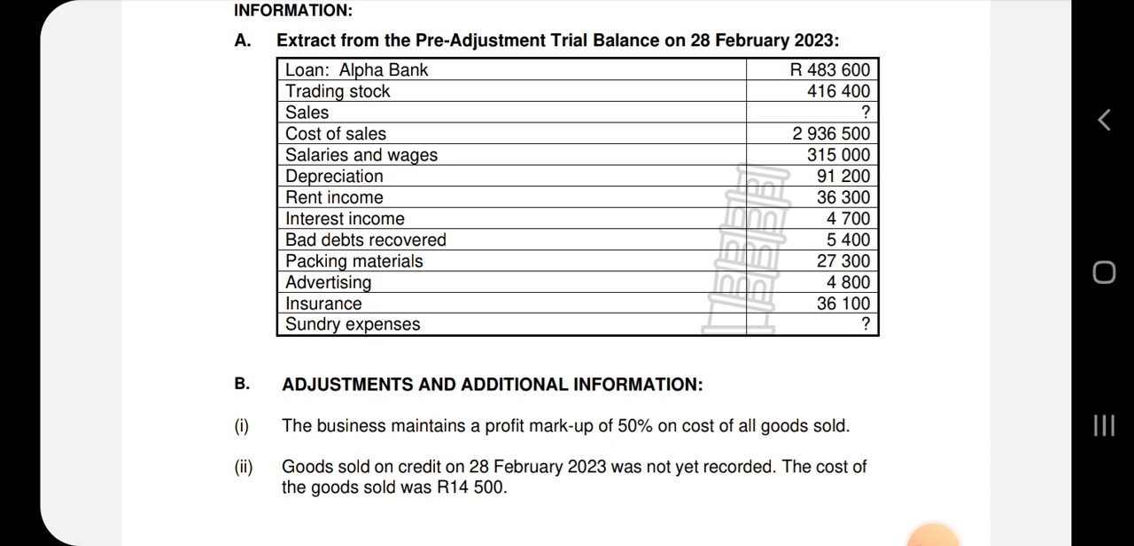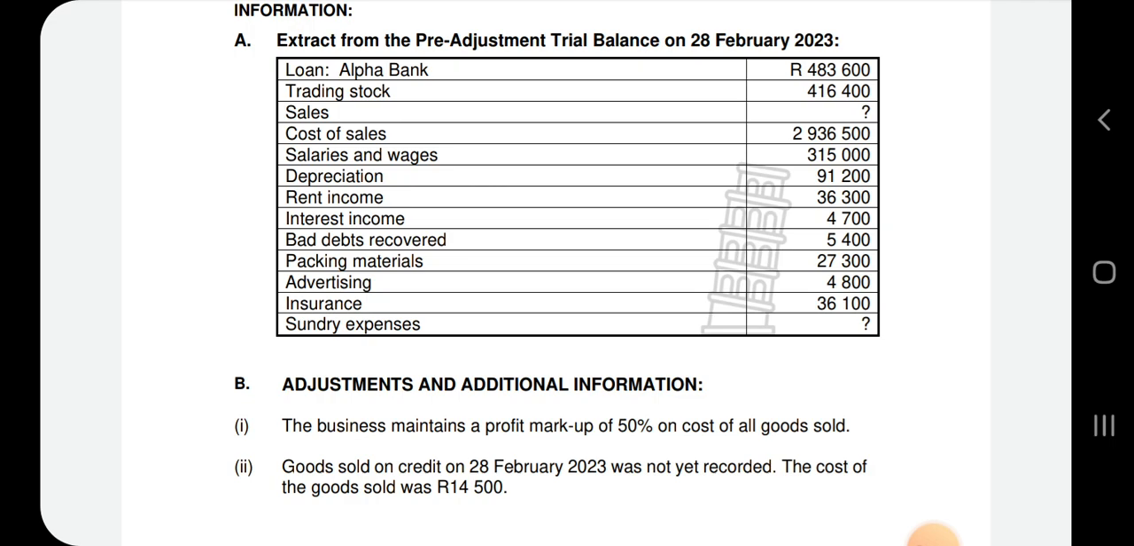We have loan from Alpha Bank. We have trading stock. Sales is a question mark, which means we have to calculate it. We have cost of sales, salaries and wages, depreciation, rent income, interest income, bad debts recovered, packing material, advertising, insurance, and sundry expenses. So let me tell you which ones are incomes and which are expenses based on the trial balance, because they didn't tell us the debit or credit, nominal, and whatever.